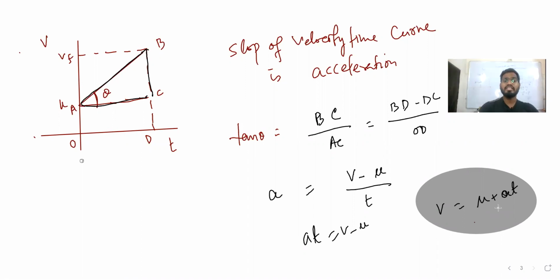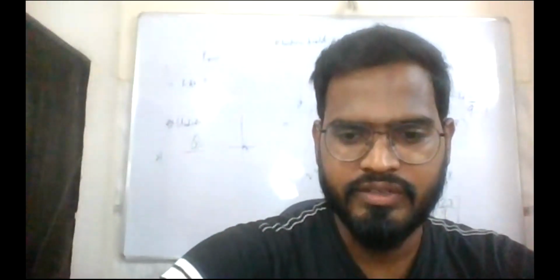We got this. For BC, what did I do here? BC I wrote as BD minus DC. So what remains is BC. That is what I did. Then minus DC, right? DC is the initial velocity. OD is the time. Then I did this. So in this way we can do this derivation.